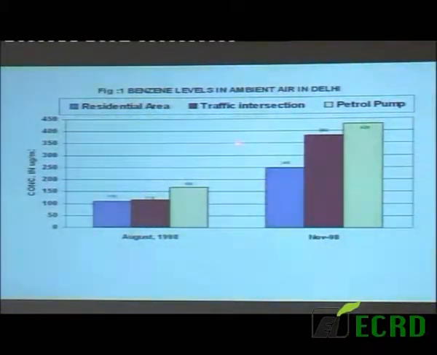This is the picture of the benzene measurement during the time of phasing out of lead. Lead was phased out in September 1998. So we measured just before that in August and just after that. You can see the difference.